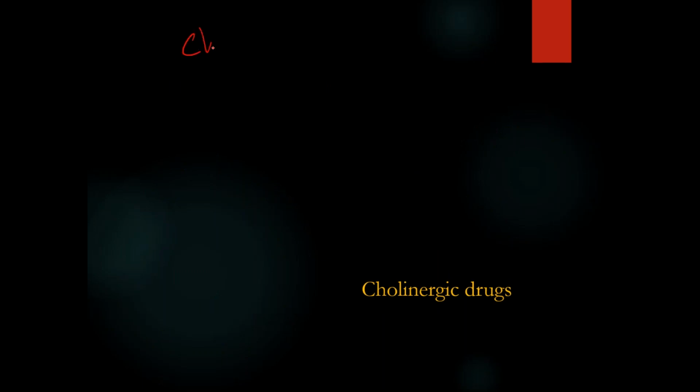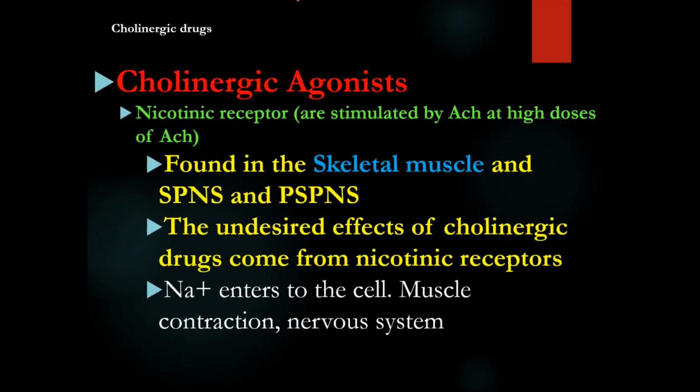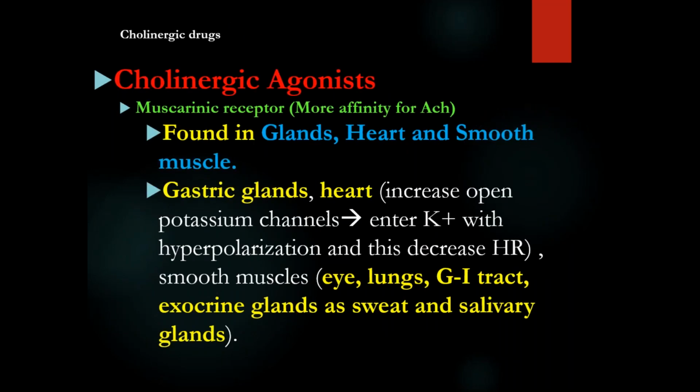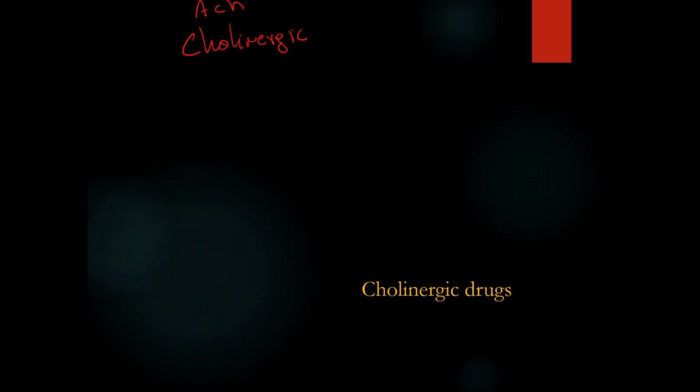Cholinergic. Cholinergic is coming from acetylcholine, yes or no? Yes, it is. And acetylcholine is going to have two main receptors. What are those? Muscarinic and nicotinic. Excellent. Which one do we want to use? Basically, it is the muscarinic.